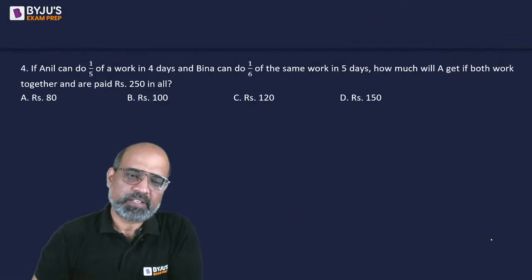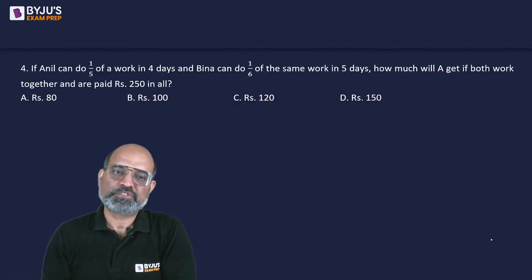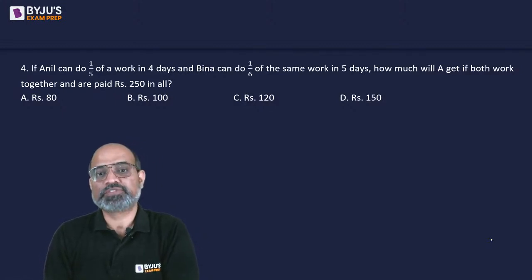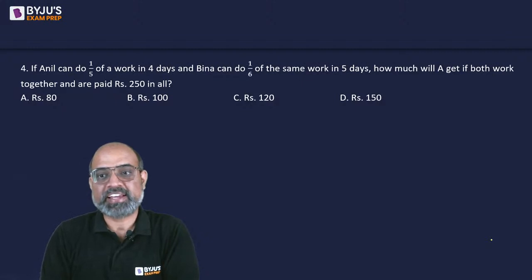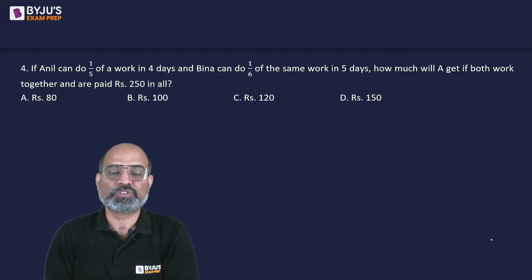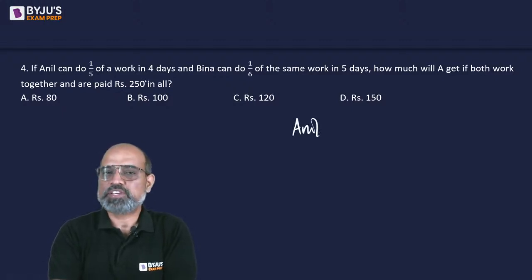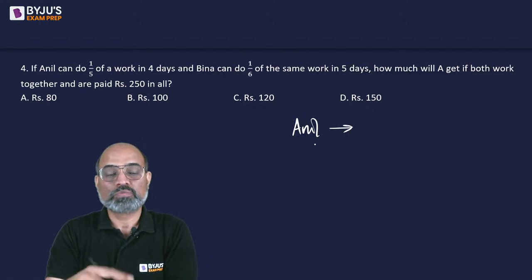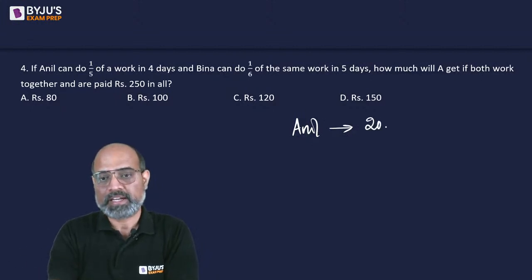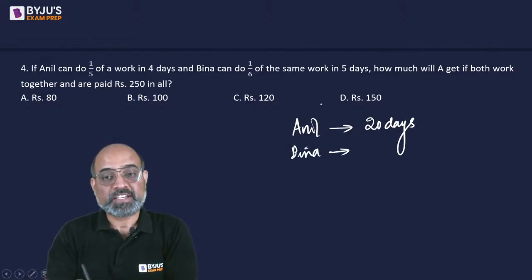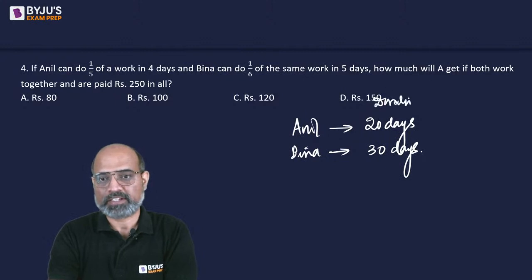Okay, next one. If Anil can do 1/5 of a work in 4 days and Bina can do 1/6 of the same work in 5 days, how much will A get if both work together and are paid rupees 250 in all? So if Anil can finish 1/5 of the work in 4 days, alone he will be taking 20 days to finish it. And if Bina can do 1/6 of the same work in 5 days, she is going to take 6 into 5, 30 days to finish the same amount of work. So this is the duration that they take to finish it.